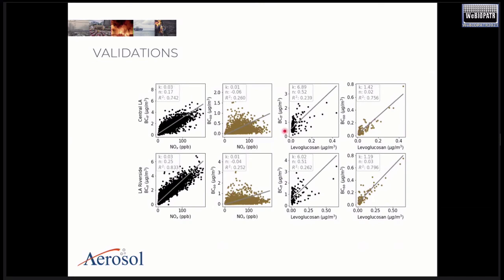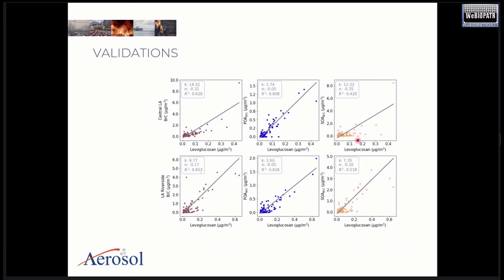So this is validation for black carbon from fossil fuel and biomass burning, looking at NOx and levoglucosan. There is a better correlation of NOx to fossil fuel in comparison to biomass burning, where there is no correlation. And the same goes for levoglucosan, which is a marker for biomass burning: a much nicer correlation to BC from biomass.